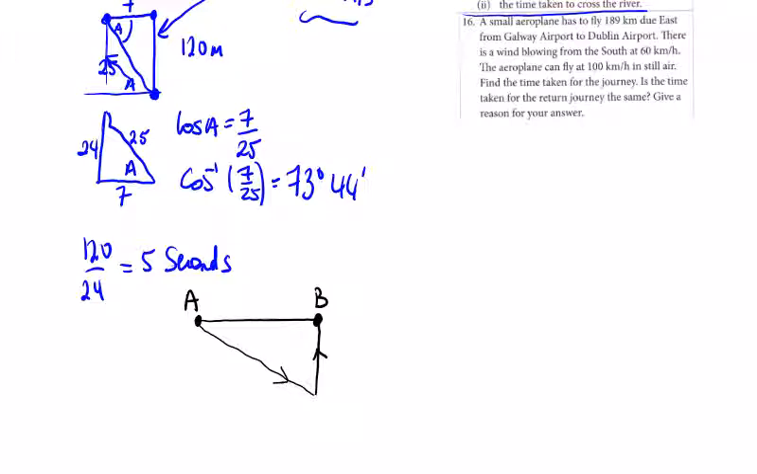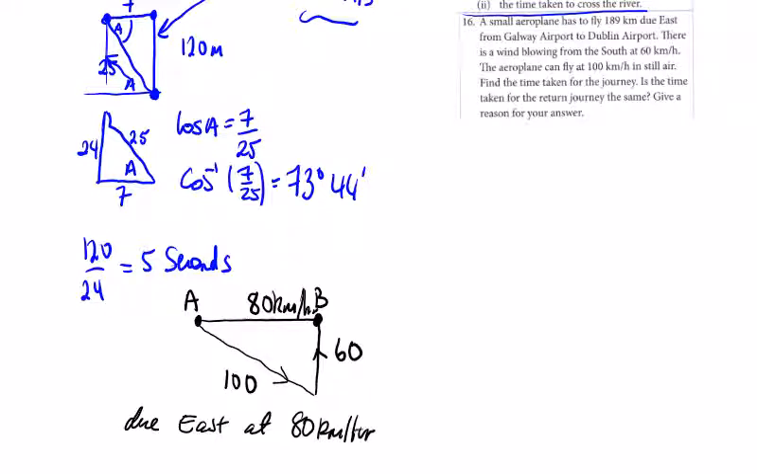The wind is blowing at 60 and the airplane can fly at 100. So that's like a 10 and a 6, which would make this one 8, or 80, or use Pythagoras. So the plane is going to have to fly east at 80 kilometers an hour, or due east at 80 kilometers an hour. That would be the equivalent.